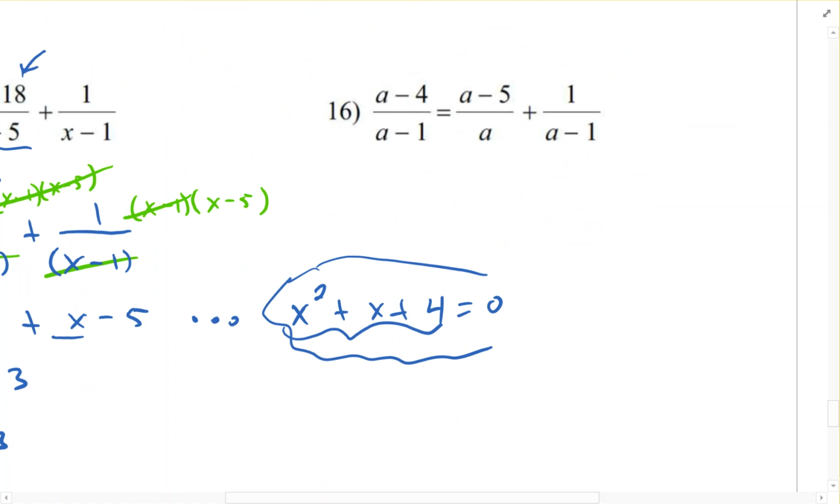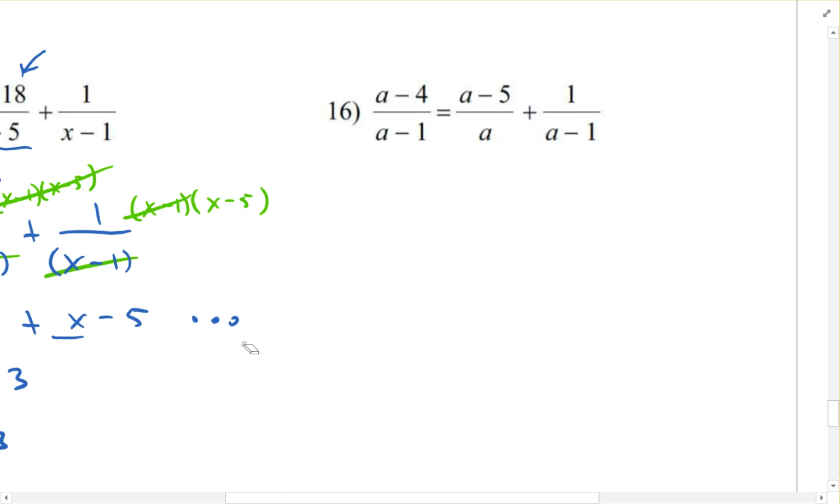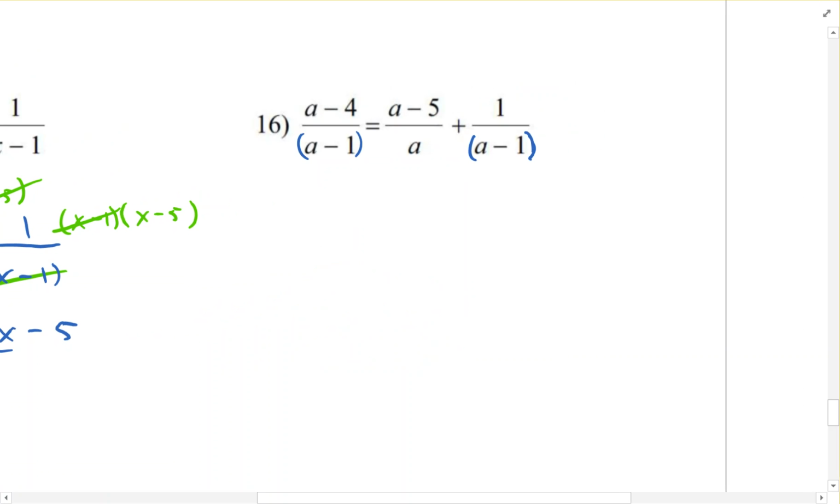All right, let's do one more. We'll do 16. All right, so we need to multiply everything. It's already all factored in the bottom. So just put this in brackets, to think about this the right way. We need to multiply everything by a times (a minus 1). That's going to be our lowest common denominator. So multiply this one by a times (a minus 1), this one by a times (a minus 1), and then this one, a times (a minus 1).